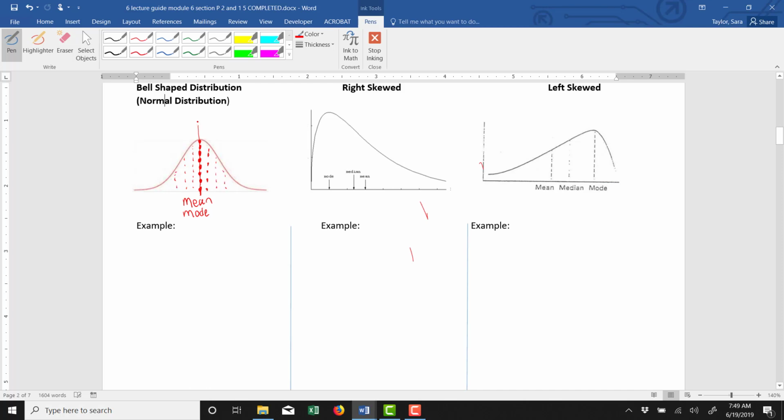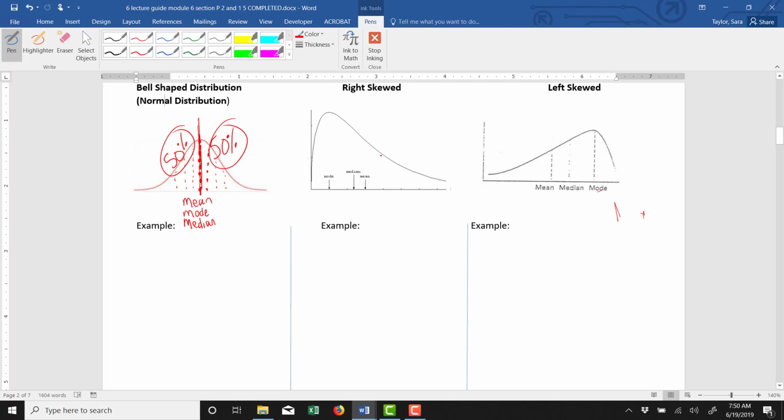The value right in the center is also going to be the median on a normal distribution, on a bell curve. I know that because 50% of the data is above that value and 50% of the data is below that value. So the middle value must be the median. Okay, so a normal distribution is kind of simple in that respect, that the mean, median, and mode are right in the middle. So now let's talk about a right skewed distribution.